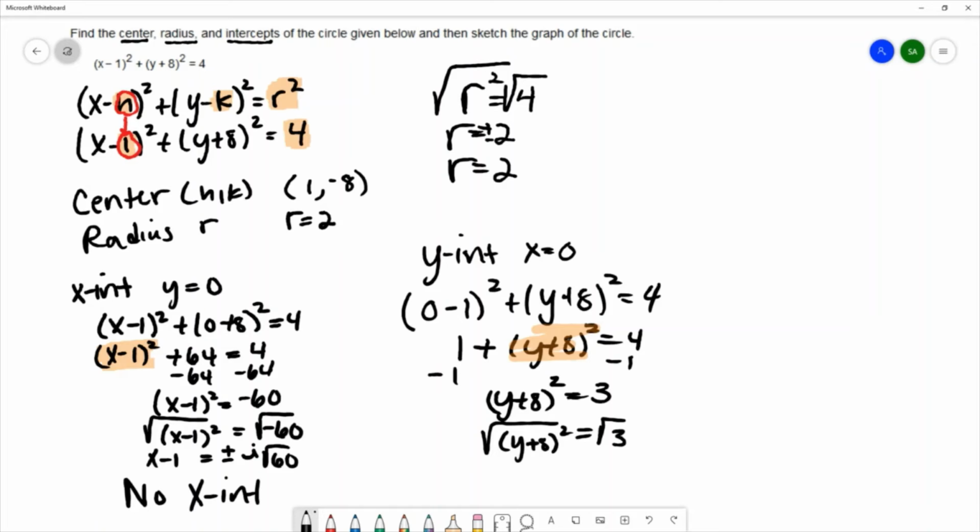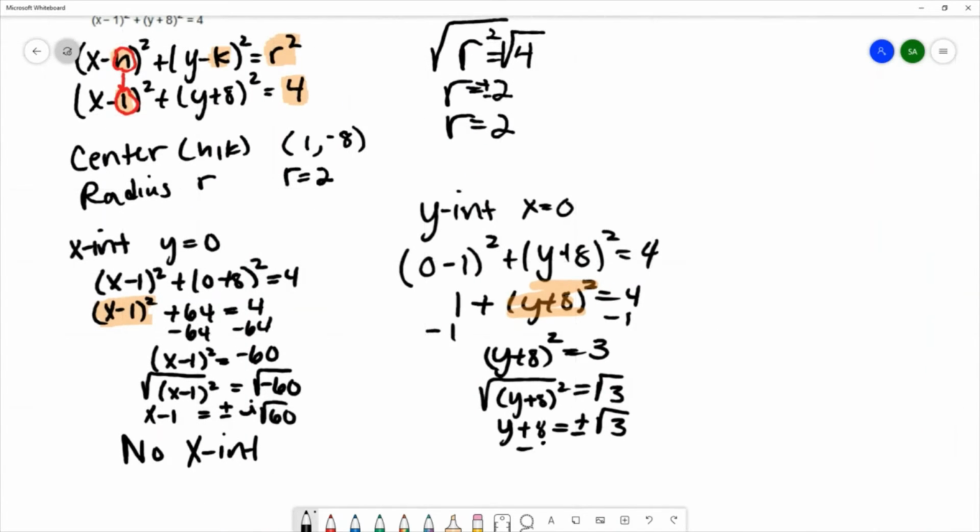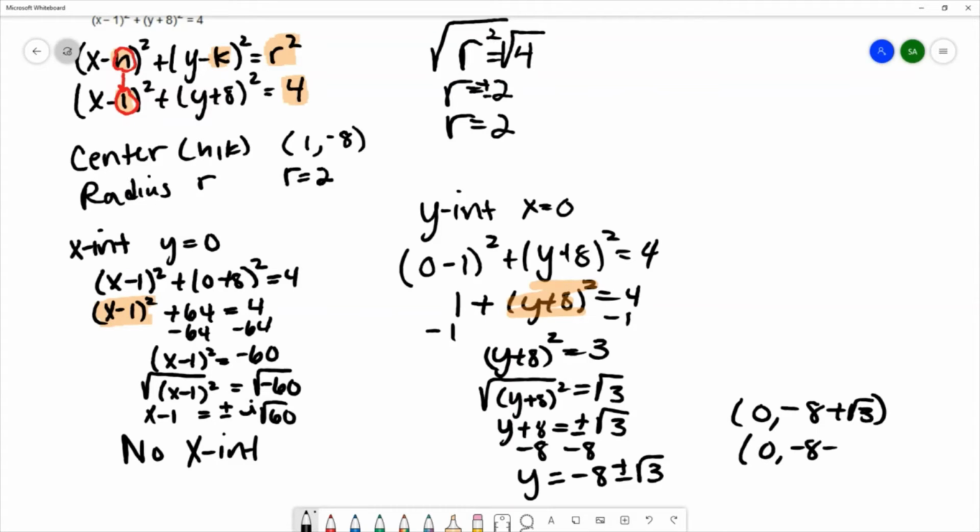The square root and the square cancel each other out, giving you y plus 8. You gain a plus or minus sign on the other side. You gain that plus or minus anytime you square root a square. And then I'll subtract 8 on both sides, giving me y equals negative 8 plus or minus square root of 3. So this circle would have two y-intercepts, one at 0, negative 8 plus square root of 3, and the other being at 0, negative 8 minus square root of 3.